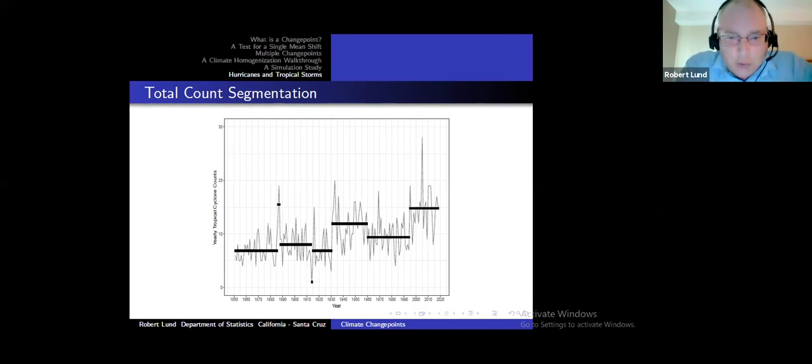Here is the total count segmentation. So the first question, is this data homogeneous? 1, 2, 3, 4, 5, 6, 7, 8 segments. No, this is anything but homogeneous data. So isn't it cool that a change point test can be used to check whether your data is homogeneous? Now, you can also see this is the total counts.